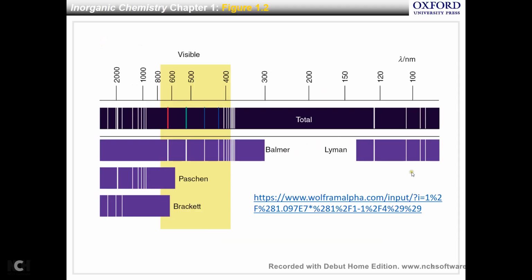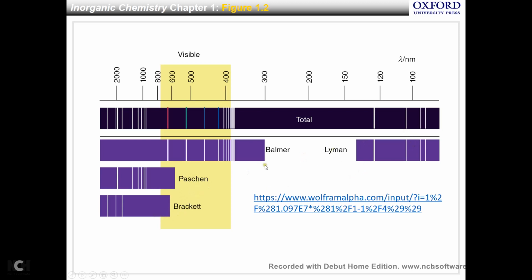Now let's look at the color of these 4 visible lines in the Balmer series. 600 something, that's the red, and we have a green, and we have 2 blues. This is more like violet. This is the Balmer series. Okay. There are other series. Lyman, that's in the UV range, and then 2 others are in the infrared range.